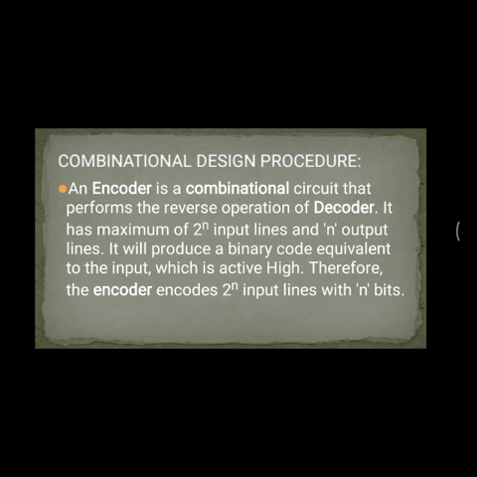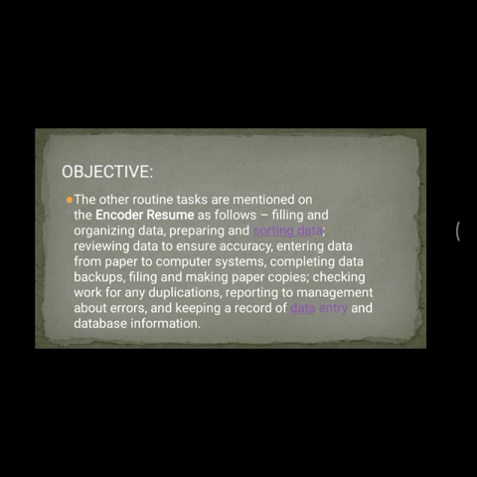Objective: the other routine tasks mentioned in the encoder résumé are as follows: filling and organizing data, preparing and sorting data, reviewing data to ensure accuracy, entering data from paper to computer systems, completing data backups, filing and making paper copies, checking work for any duplications, reporting to management about errors, and keeping a record of data entry and database information.